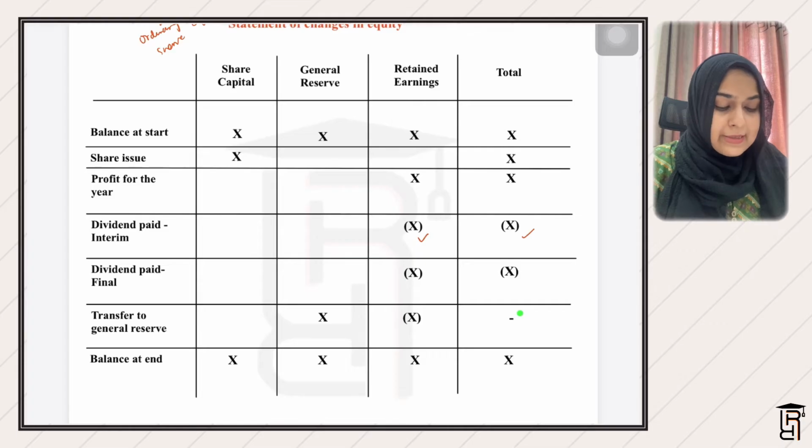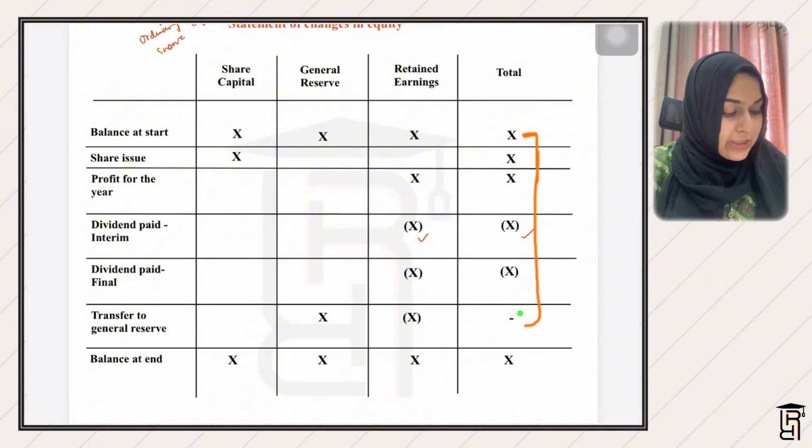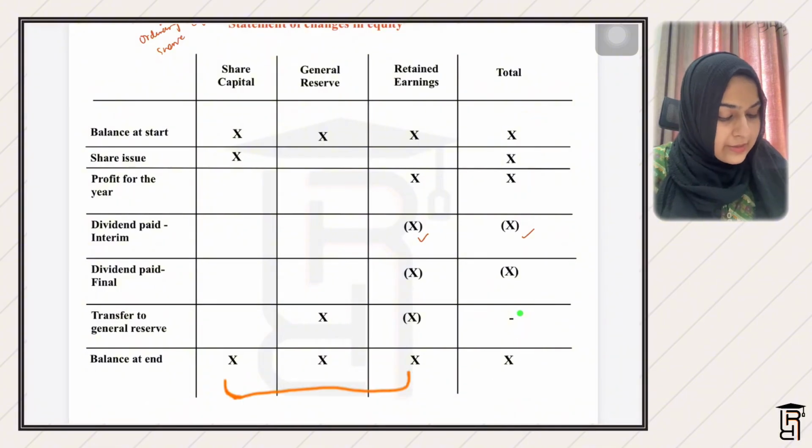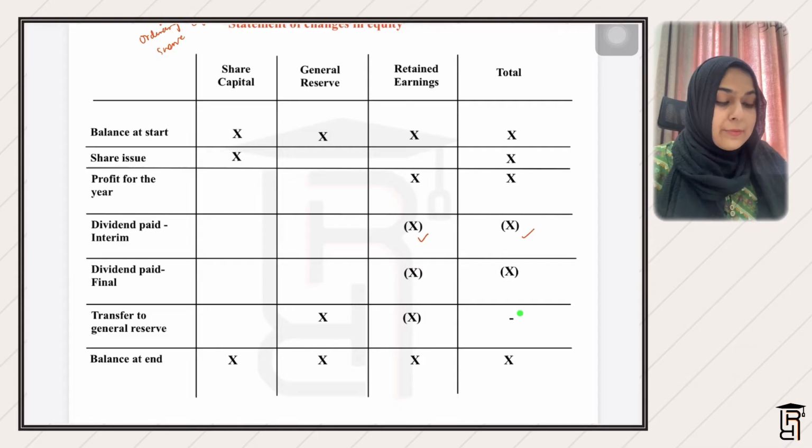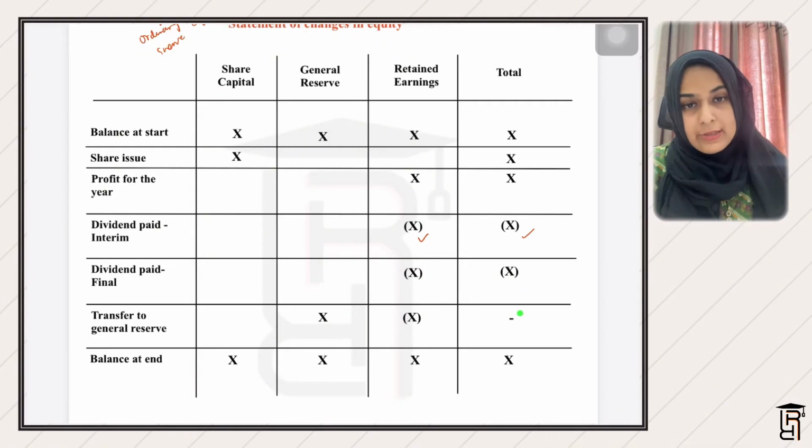Then we have balances at end. So balances at end for share capital, general reserve, retained earnings, and then this total is basically this total. All of these should equal to this, and all these three should equal to this. So that means column totals and row totals are equal.